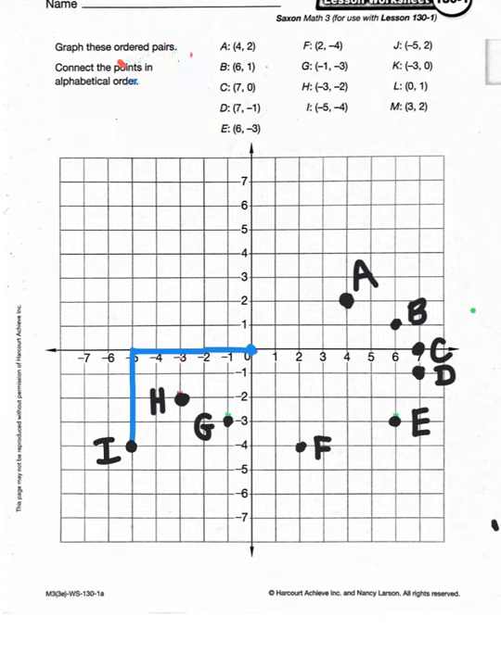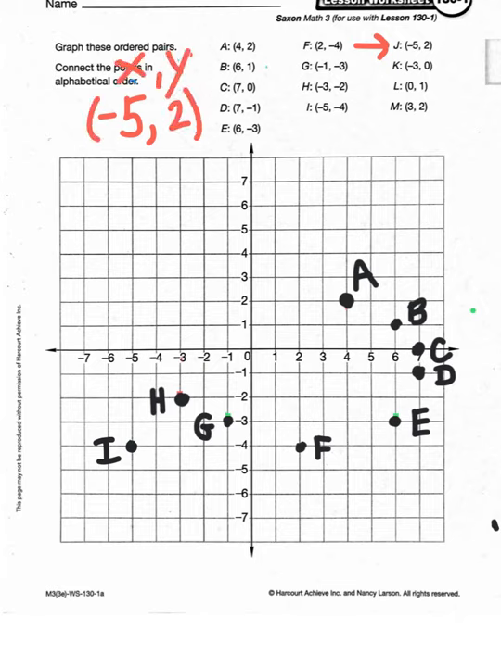Look at that. We only have 4 more to do, and then we're going to connect the dots. Maybe you can guess it before we connect the dots. J ordered pair says -5, 2. That's x, y. -5. Let's start at the origin as we always do. Do we go left or right for -5? That's correct. We go left. 1, 2, 3, 4, 5.